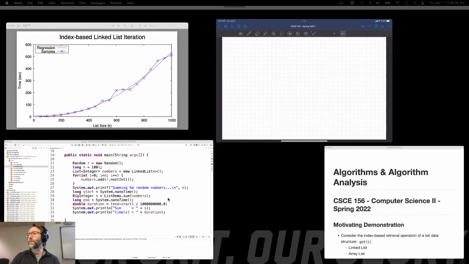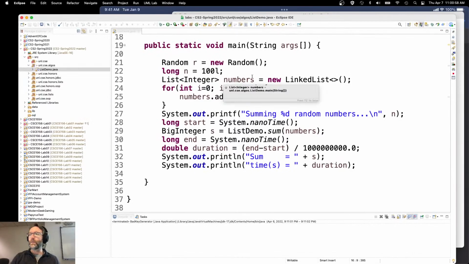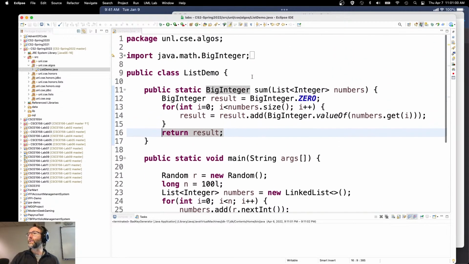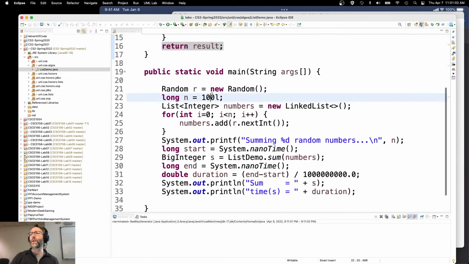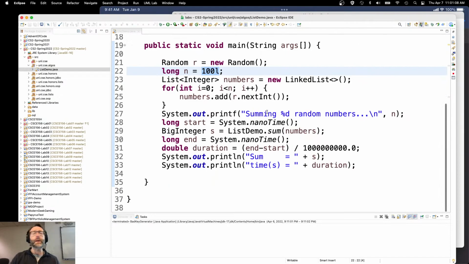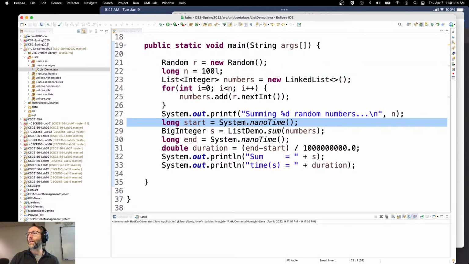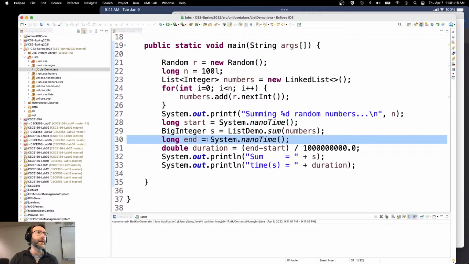And just to show you what that looks like again, what I've got here is a program that will generate n random numbers, and I'm just initially doing 100 here, and it'll sum them all up, right? So very, very simple program here. All I'm doing is taking a timestamp at the beginning, taking a timestamp at the end, after I've summed all of those numbers up, and then I'm reporting the results, right?